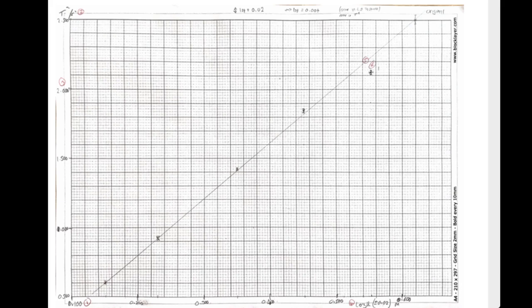I've used as much of the graph as possible, so I haven't started at 0, 0 and then plotted all the graph up the top. I've condensed the axes down to make it as big as possible. Any gradients I calculate now will be a little bit better as a result of that.